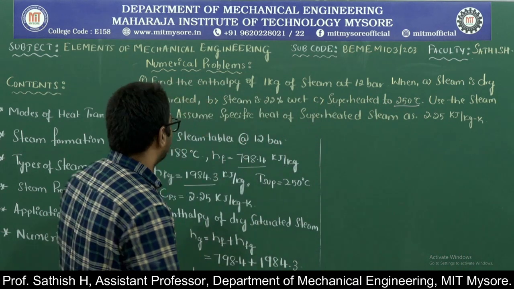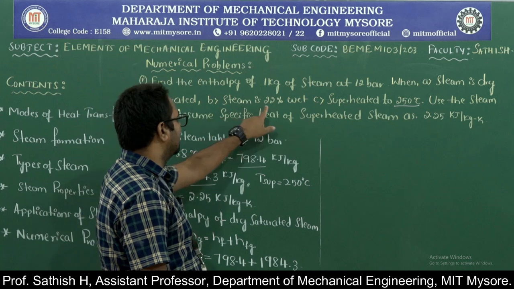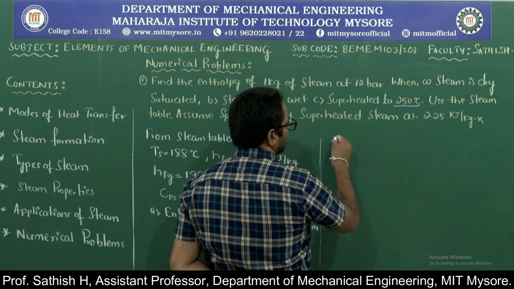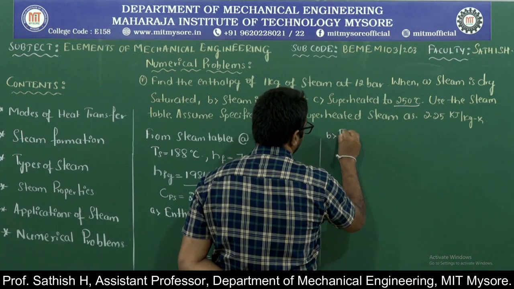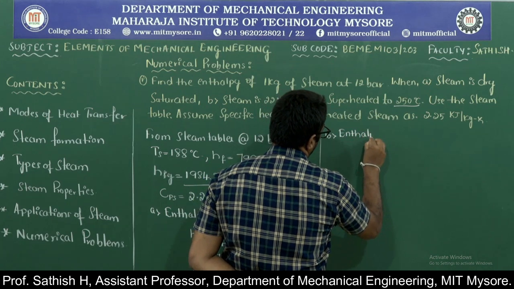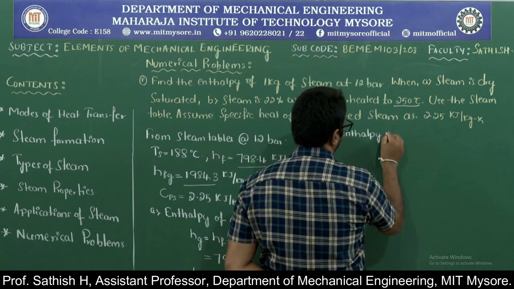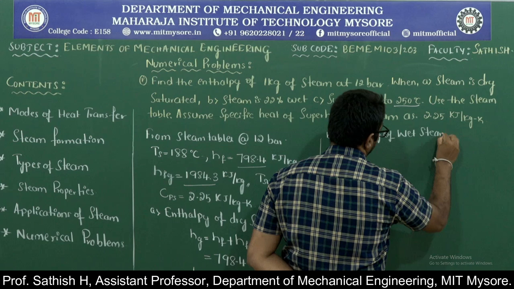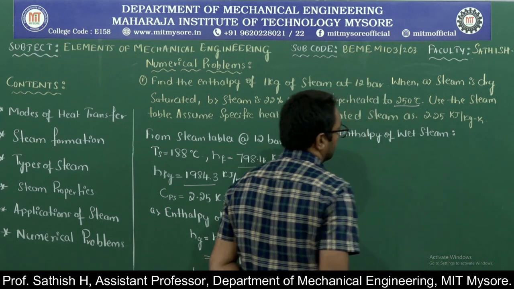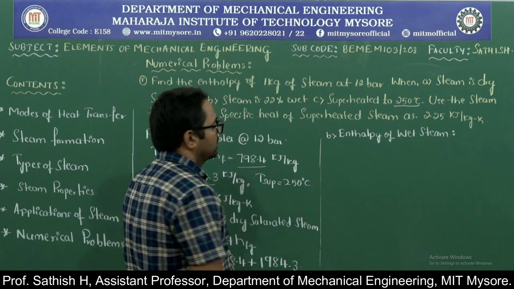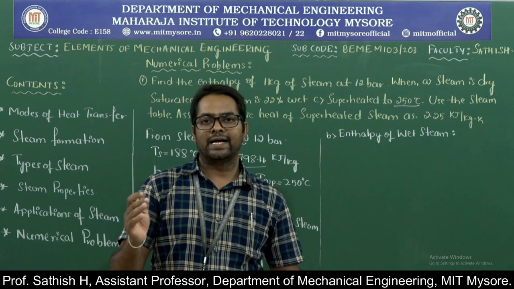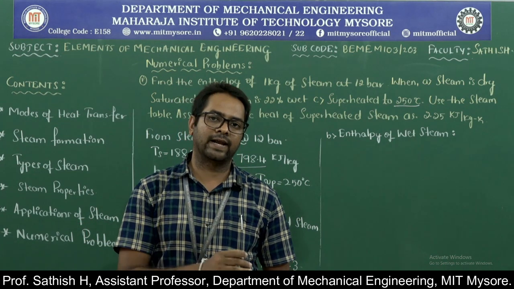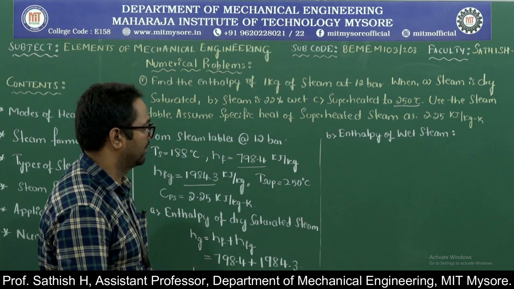The next unknown asked in the problem is when the steam is 22% wet. So unknown B is the enthalpy of the wet steam. What is meant by wet steam? I already explained that it contains steam and also water molecules. We have to find the dryness fraction in order to find the enthalpy of the wet steam.